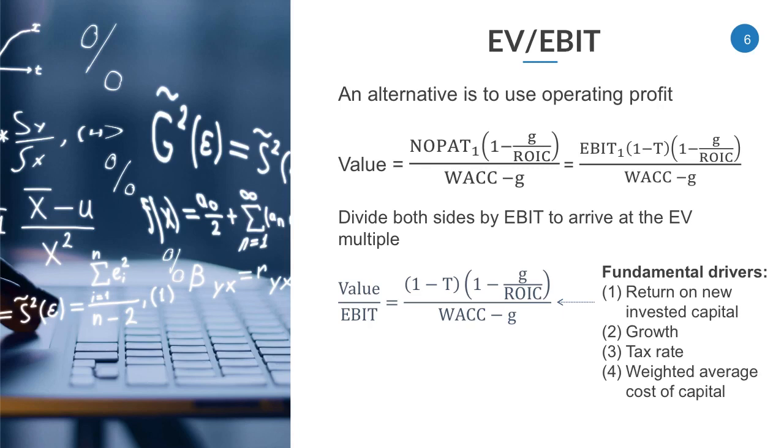An alternative is to use operating profit rather than EBITDA as our basis for valuation. With a little bit of algebra, we can derive the fundamental drivers of enterprise value to EBIT, which are growth in operating income, the company's tax rate, return on invested capital, and the cost of capital. Remember, we've discussed that growth can either create or destroy value. To create value, the return on invested capital must exceed the cost of capital. So, as you see here, the enterprise value to EBIT multiple explicitly accounts for the positive spread that we're looking for.